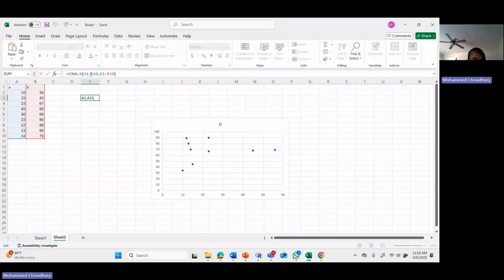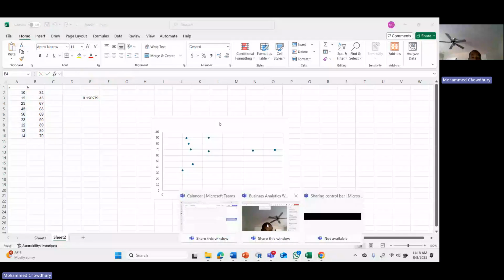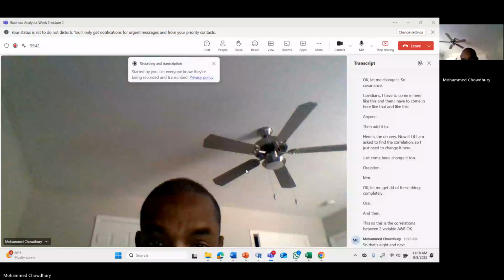Now, if I am asked to find the correlation, I just need to come here and change it to correlation. Okay, let me get rid of these things completely. Correl. And then this. So this is the correlation between two variables A and B. Okay, so that's it. And in the next class, we are going to discuss normal distributions. So let me stop here, stop recording.